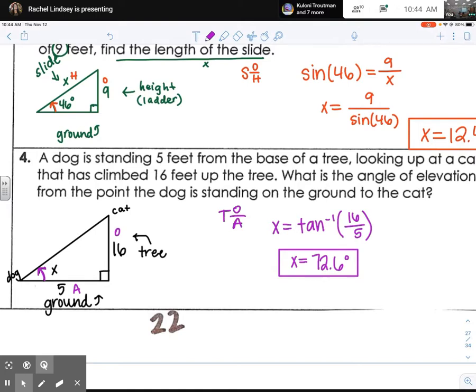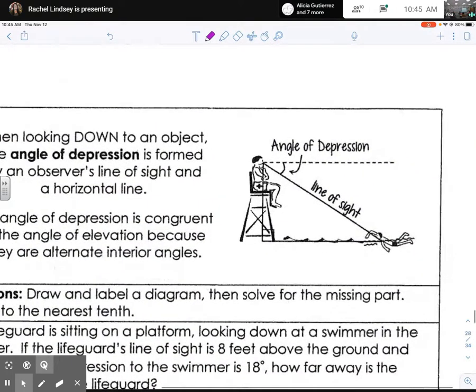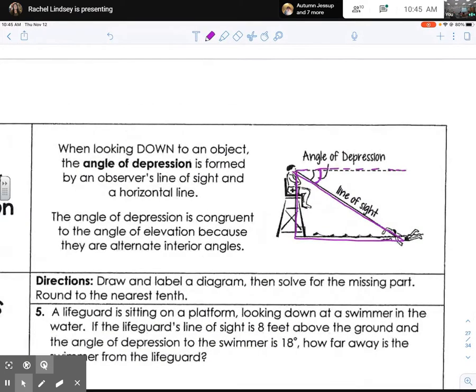Okay, so that's angle of elevation. Now we're going to look at angle of depression. If you flip over to page 23, you can see it a little bit with this triangle and this dashed line on it. What's formed from the dashed line to the triangle is the angle of depression, and the dashed line and the bottom line are parallel. We're going to use the fact that they're parallel to our advantage, just so you know.